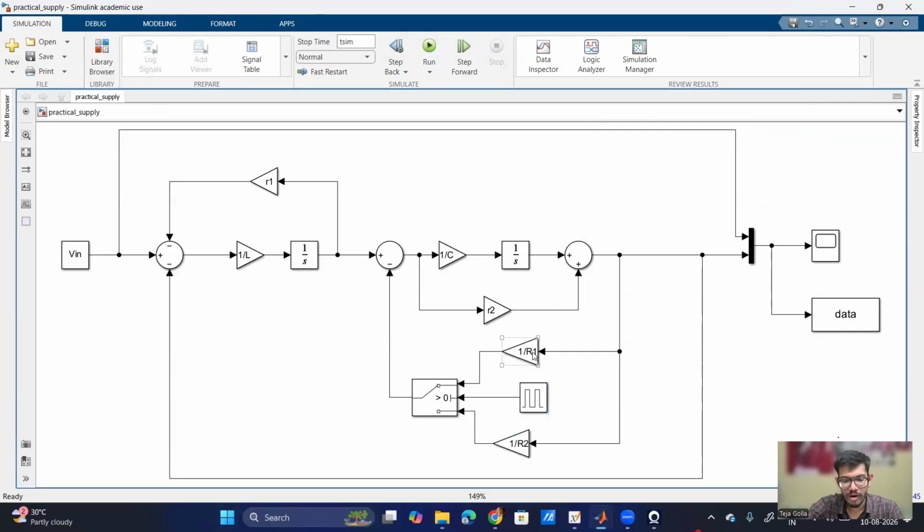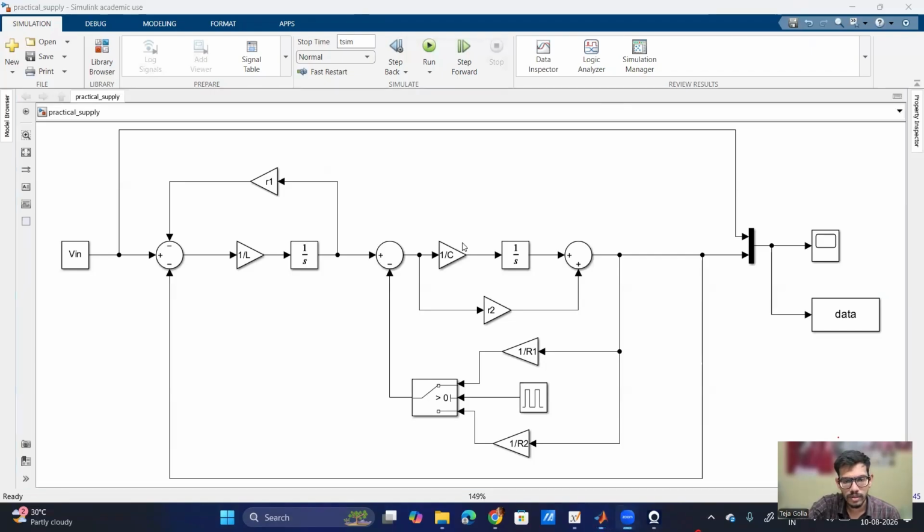So why am I giving 1 by R1, 1 by R2? I want to see if the load is changing, whether the output voltage is changing or not as a function of load. Is that not clear? Yes. Sorry. You proceed, ma'am.